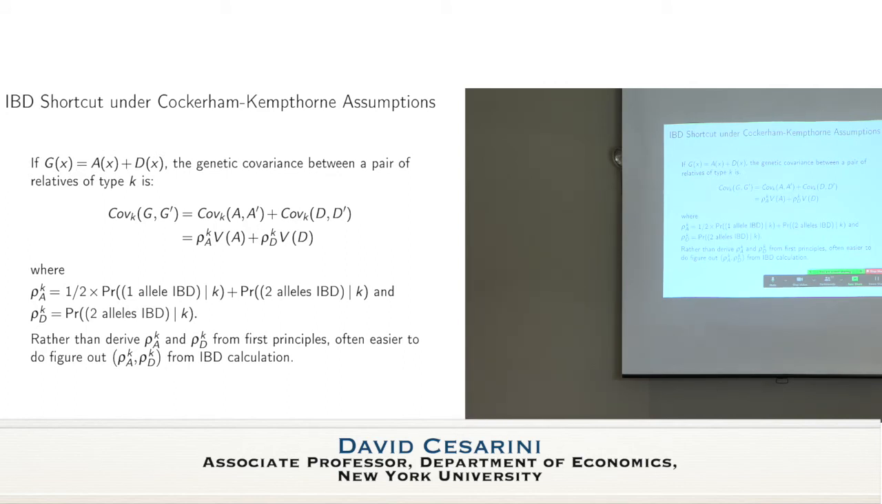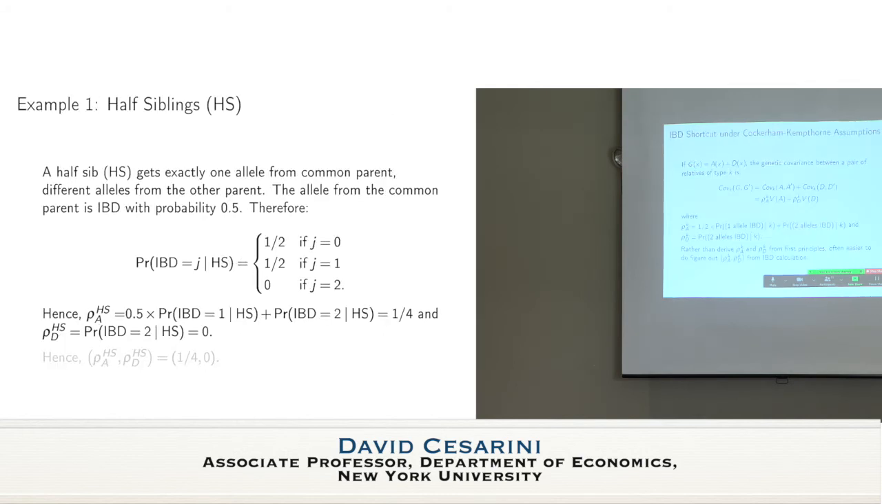I'll try to give some intuition for why this works in practice later on. But first, two examples. So let's look at half-sibs. Half-sibs in a randomly mating population get exactly one allele from a common parent, and exactly one allele from different, unrelated parents. Even if the alleles happen to be the same, by assumption they're not from the same common ancestor. They're just identical in state.